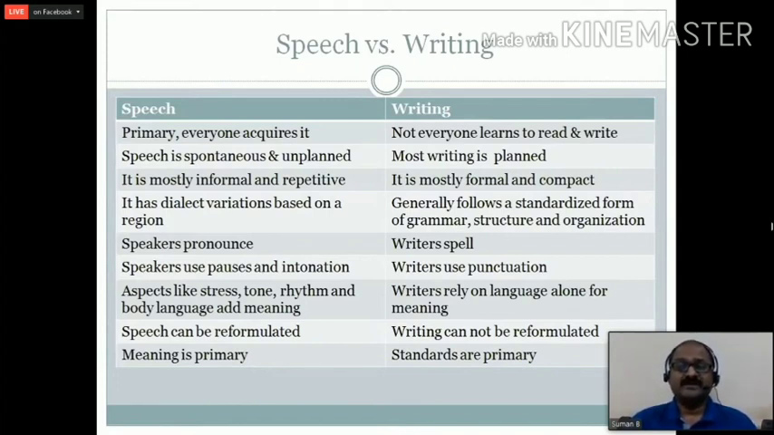When it comes to speaking, along with the language, all these aspects like stress, tone, rhythm, and body language can also help a speaker in the process. But when it comes to writing, these aspects are not there. So the only option for the writer is the language, the only tool. This is why grammar becomes very important. The standards of grammar become very important for the writer. So the writer has to be dependent only on the language. All these additional tools which are available in spoken English are not there to assist the writer.